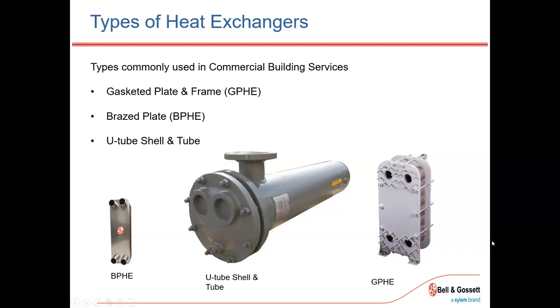We're going to go through different types of units and some of the benefits of others. So right now we're just going to skim. And then the shell and tube, as you can see here, you've got one end where you can take it off. You've got a long tube bundle in there. Let's break each one of these down.